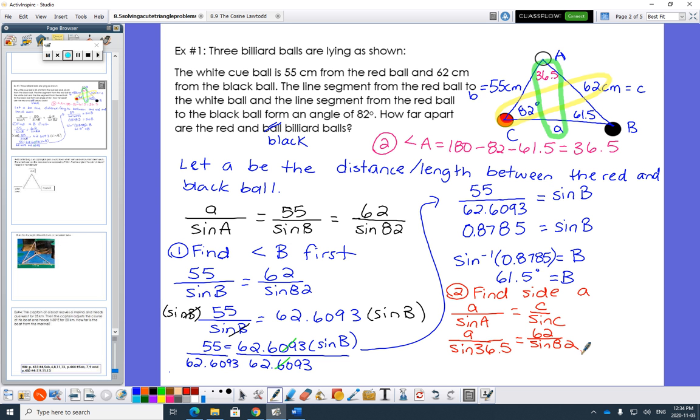There's even another shortcut you could do. You already calculated 62 divided by sine 82. You can write this now over here. But again, maybe you don't trust yourself. You want to double check your math. But you should get the same thing. It's the same ratio. I just even double checked my own math.